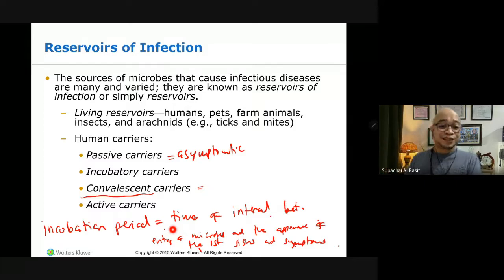recovering from the infections, but even if they're already recovering, they're still shedding a residual amount of pathogens that could still be potentially infectious. So we call them convalescent. Now, active carriers are the ones that really show signs and symptoms. So we consider them the active carriers. These are the different kinds of human carriers.